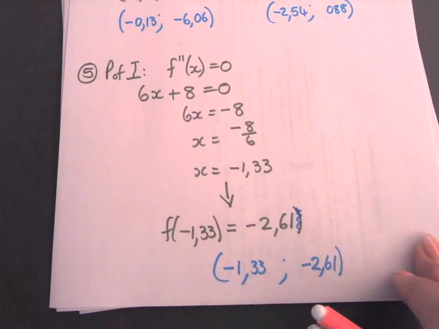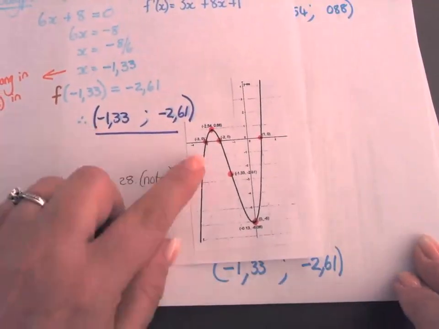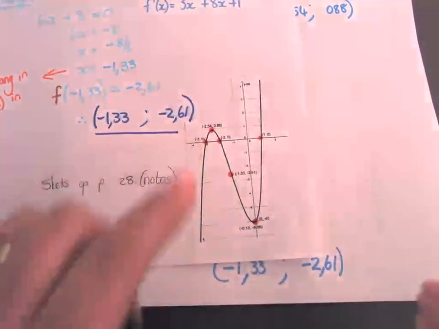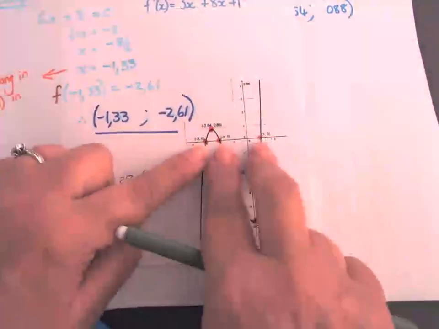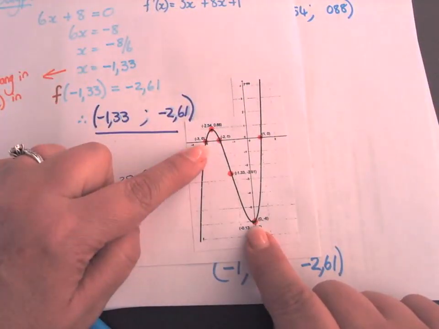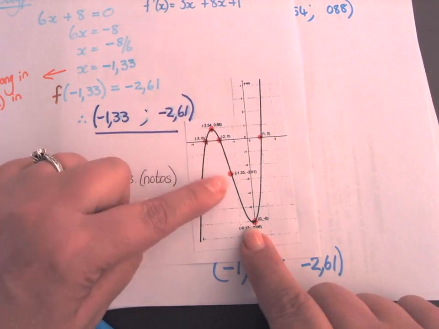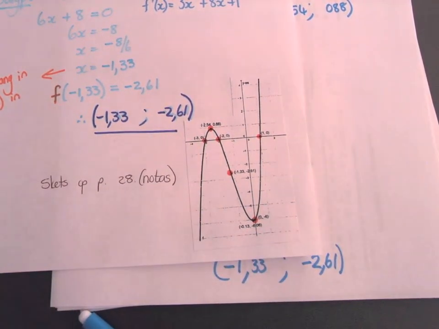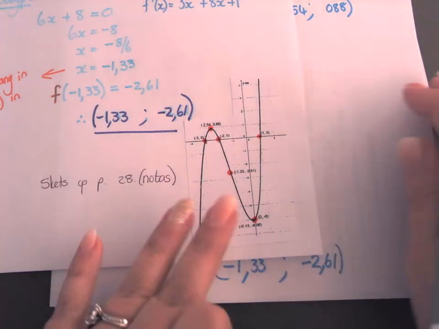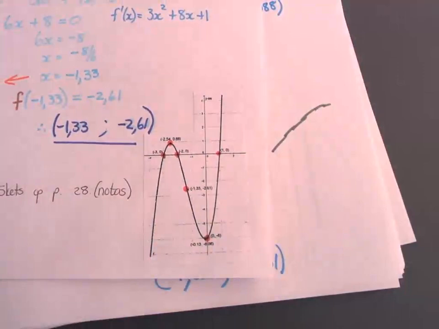And now you plot them. I'm just going to show you this one. You have that on your notes. You plot your three x values. You plot your y-intercept. You plot your two turning points and the point of inflection. And when you draw your graph, it's one continuous movement. You can't do it like this. That's wrong. It must be one flow.